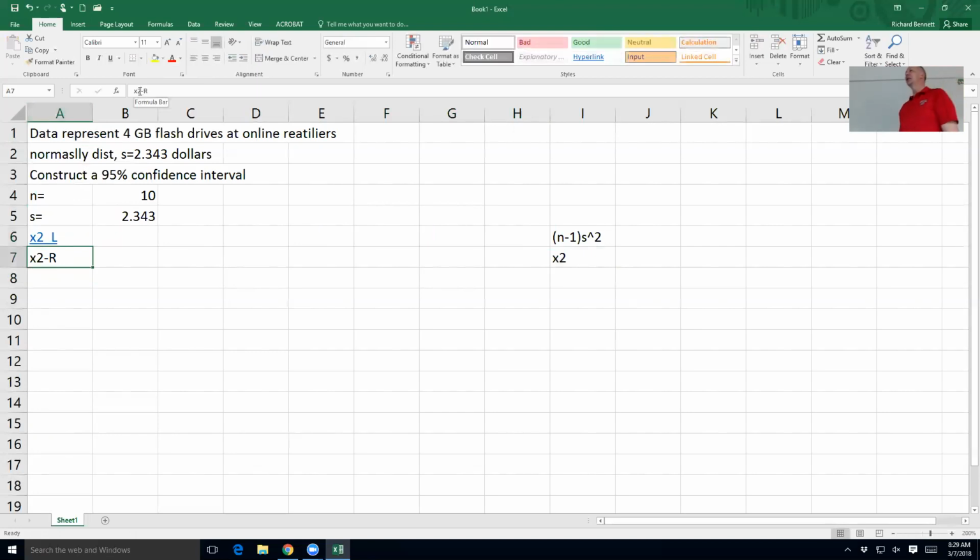Okay, so how do we find those? How do we find those with Excel? That was your question, right? Okay. So we're also probably going to need my degrees of freedom. What's my degrees of freedom? 9 degrees of freedom. Okay.